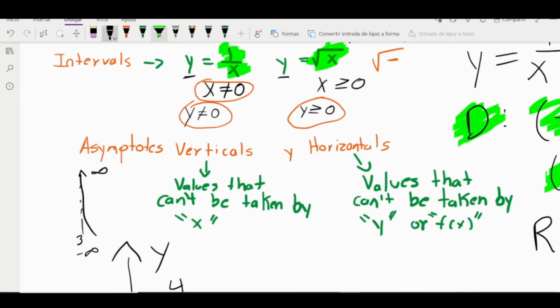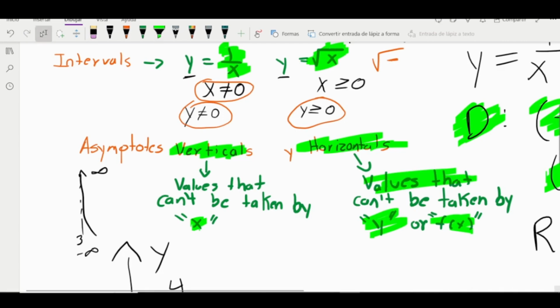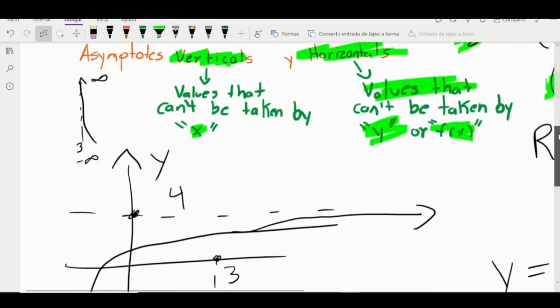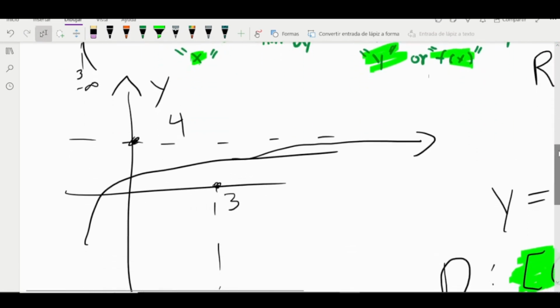About the asymptotes, we can have verticals and we can have horizontals. The verticals are simple: they are the values that cannot be taken by x. The horizontals are the values that cannot be taken by y, or f of x. So if you represent this, for example, let's say that we have one graph, and this graph has two asymptotes, one horizontal and one vertical.